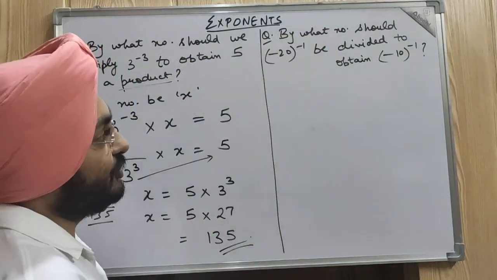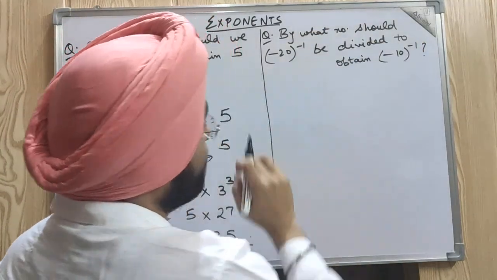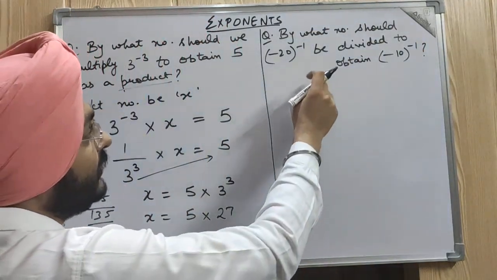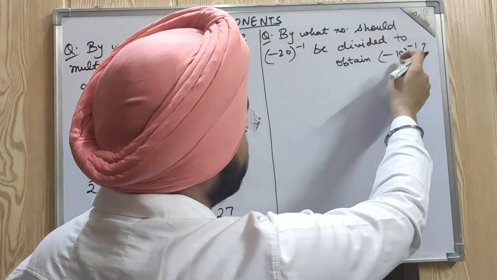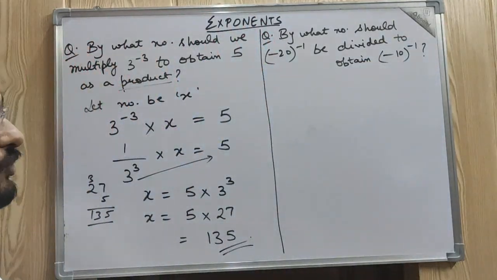So coming to the next question. By what number should minus 20 raised to the power minus 1 be divided to obtain minus 10 raised to the power minus 1?